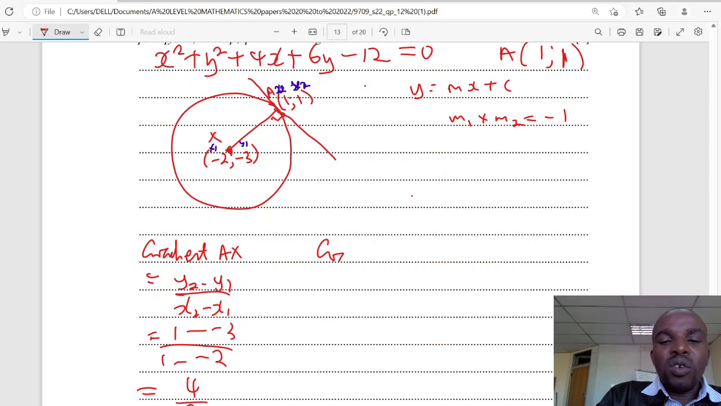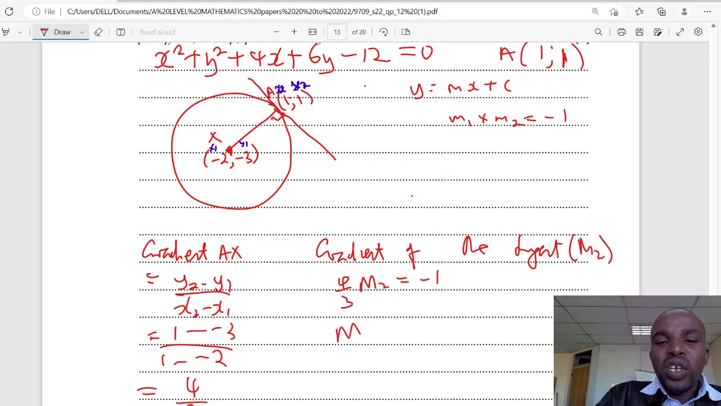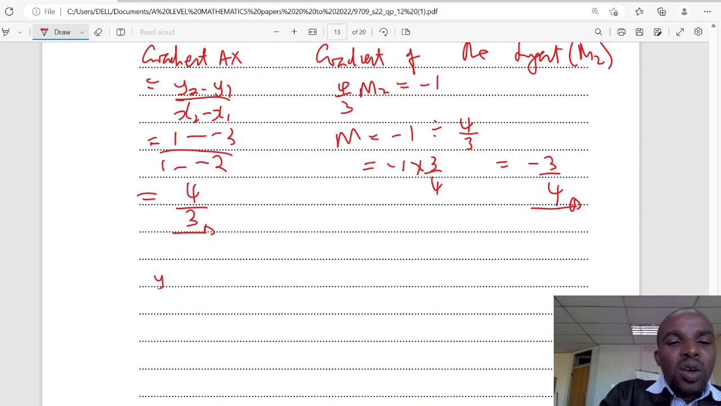After that, the gradient of the tangent. You say 4 over 3 times m2 equals minus 1, where m2 is the gradient of the tangent. So it will be minus 1 divided by 4 over 3, which is minus 1 times 3 over 4. So you get minus 3 over 4. That's the gradient of the tangent. And the point we have is (1, 1). So y equals mx plus c, with our gradient: y equals minus 3 over 4 x plus c.